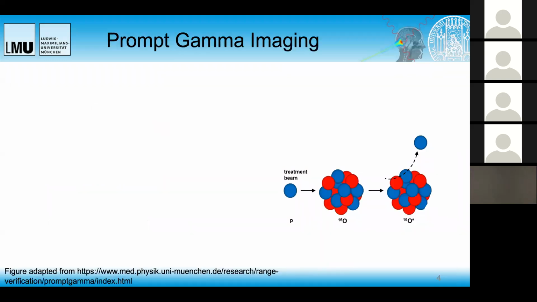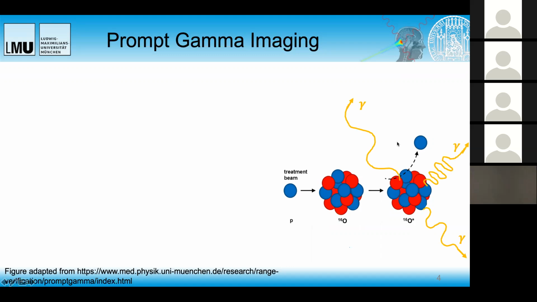Okay, let's start with prompt gamma imaging. The prompt gamma process is illustrated here on the lower right, where we have a proton from our treatment beam, which is hitting an oxygen nucleus, which is part of our tissue. In this process, a nuclear interaction is happening. The proton is being deflected, and the oxygen is being pushed to an excited state. And after this, it de-excites and sends out a prompt gamma.